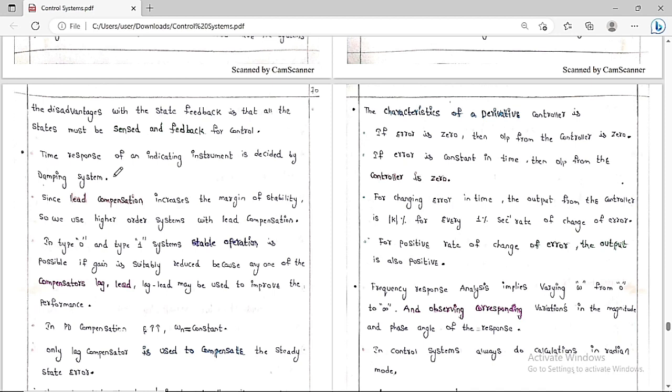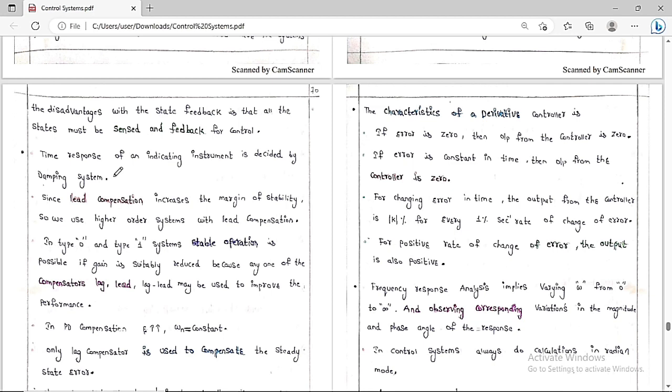Whereas in phase lag compensation, we have a dominant pole compared to an insignificant zero. Because of this, the stability decreases. For this reason, phase lag compensation is used for low order systems.